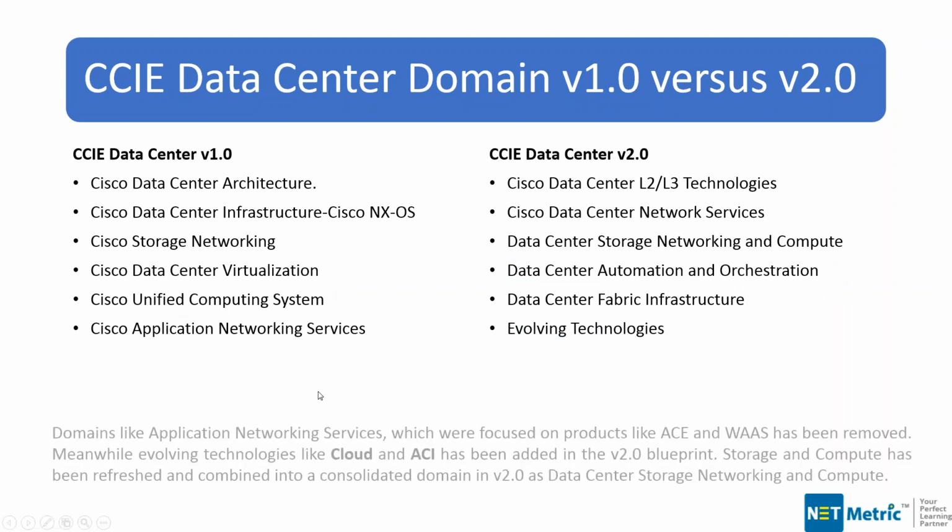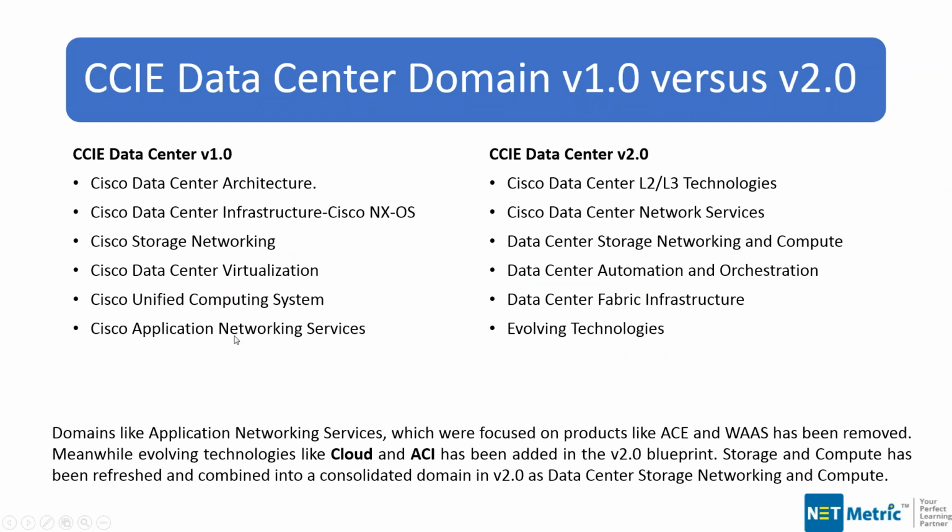So what has been removed? Domains like application networking services, which focused on products like ACE and WAAS, which is wide area application services, have been removed. Meanwhile, what has been included is evolving technology, which includes cloud and ACI, added to the version 2 blueprint. The same thing I told previously: storage and compute have been refreshed and combined into a consolidated domain in version 2 as data center storage, networking, and compute.